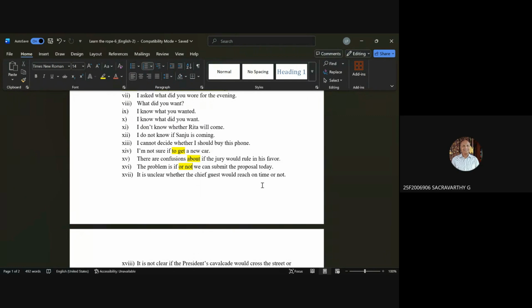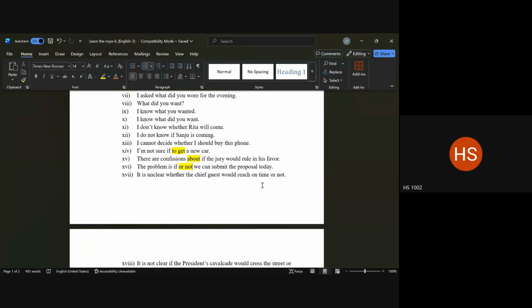Yeah, whether or not. It's never "if or not", it's always "whether or not". But there is a way around this. If this "or not" form appears at the end of a sentence, like in sentence number 17, "It is unclear whether the chief guest would reach on time or not," then what happens?